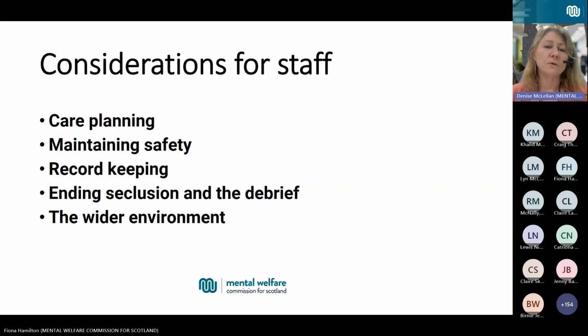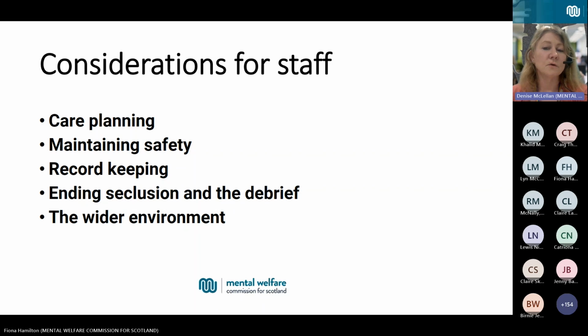So accurate recording forms a record of all the risks and actions taken to address the risk, and it forms a part of a person's care record. It can also be useful in the future to inform practice when you look back on what has been helpful or not so helpful for someone who's had seclusion before.